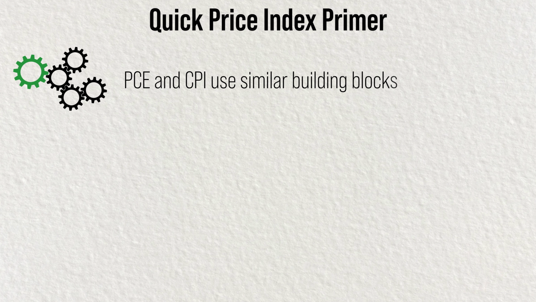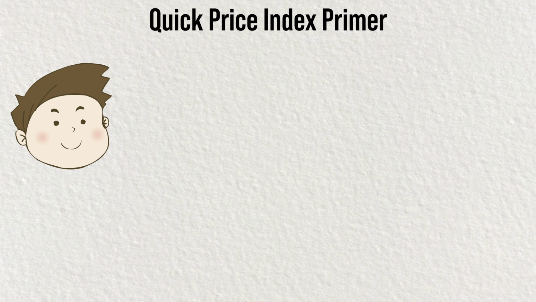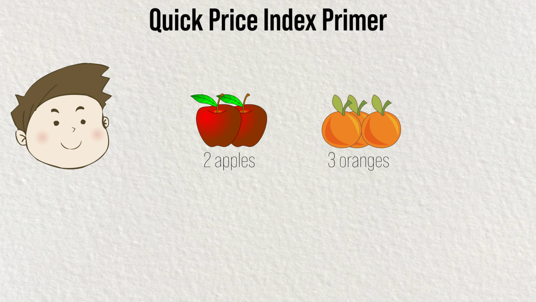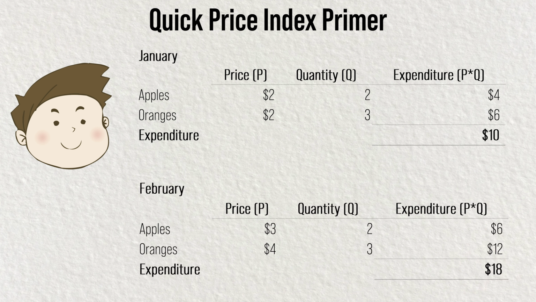The mechanics behind calculations for the CPI and PCE are similar. Namely, each index wants to measure changes in consumer prices by looking at prices of a certain basket of products on a monthly basis. For instance, let's suppose a consumer buys 2 apples and 3 oranges each month. The prices in January are $2 per apple and $2 per orange. His total expenditure this month amounts to $10. Let's suppose that prices go up by 50% for apples and 100% for oranges. Keeping quantities constant, the consumer's expenditure this month for this basket will be $18.